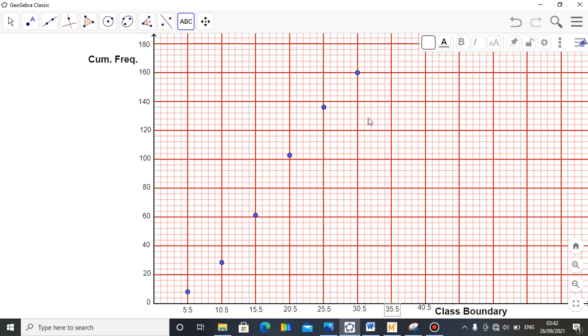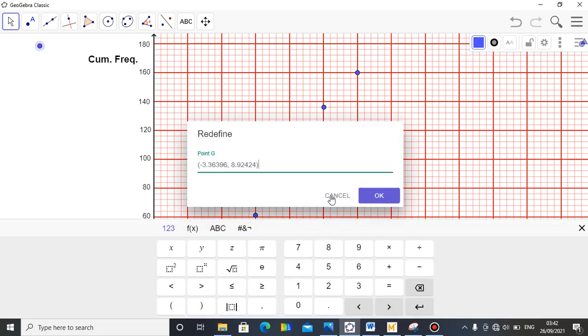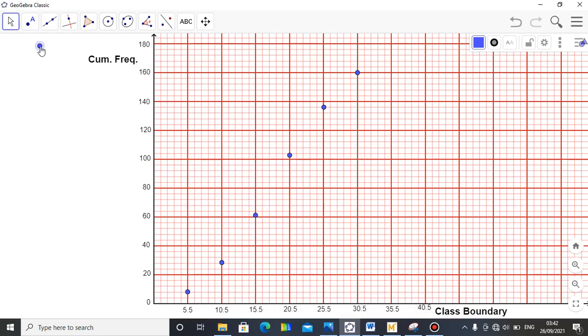So 30.5 is 160, then 35.5, let's get the value. So 35.5 is 175. So this is 164, 168, 172. So 175 should be somewhere here. Then the last number is 40 to 180, which is here. Stop here. And that is the end of the graph.